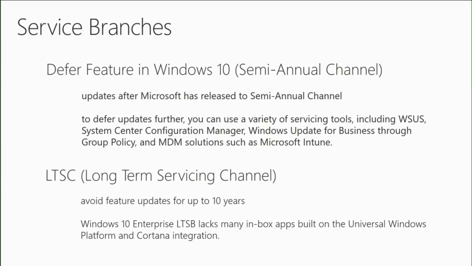Now, some of the service branches, you can go and defer a particular feature update. So let's say I'm sitting good on the branch that I have, and I need more time, or I need at least 6 months to test, or 8 months, or a year. I can just set a policy on my machines to say, hey, don't accept that build for 10 months. And that will give you ample time to do enough testing. And then once your testing is done, you can just roll it out to all your machines.